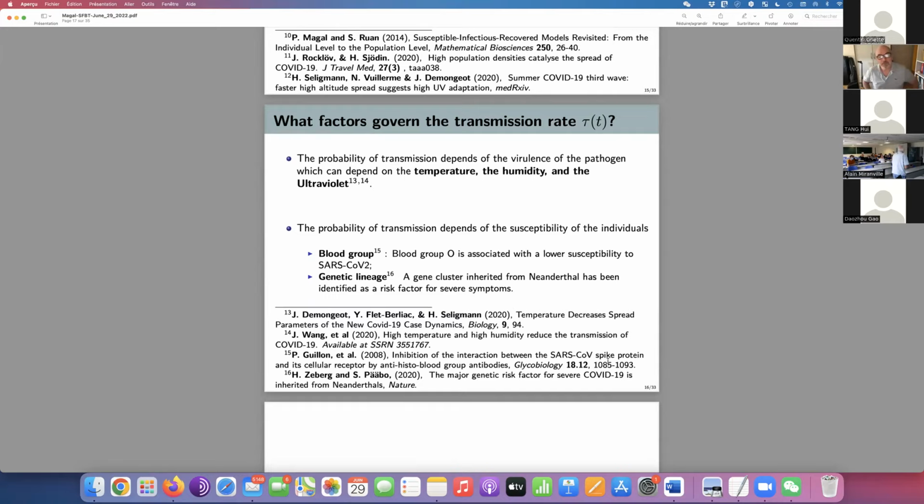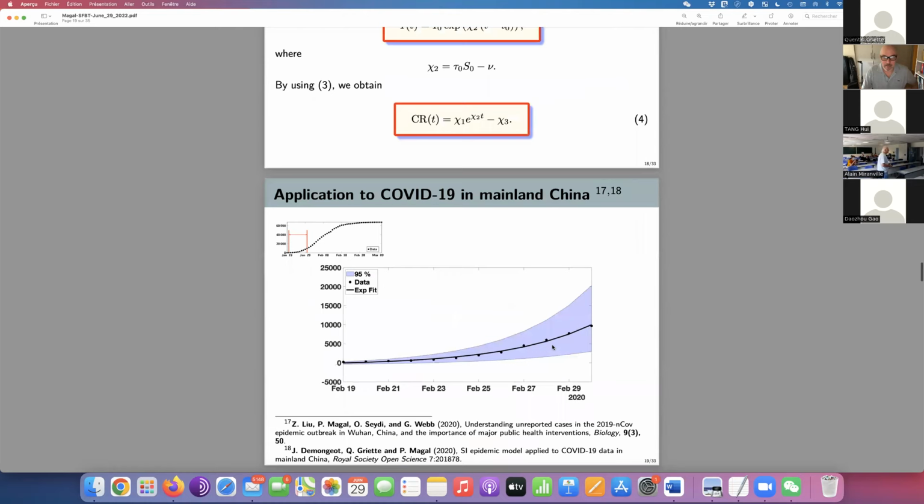Other comments? Another question. I'm a bit curious. I missed something. How do you define the different phases of the epidemic, the endemic and epidemic phases? Excellent question. It's not easy. It's not trivial, in fact.